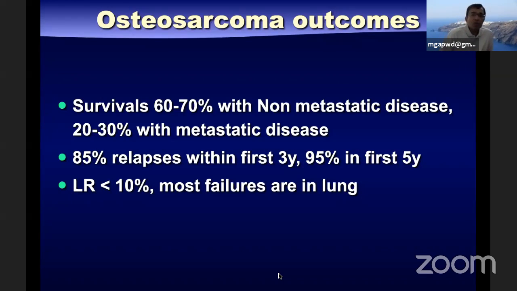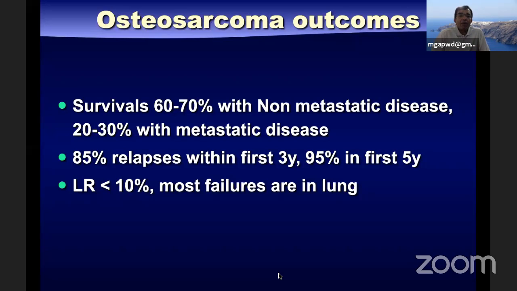So what are the outcomes with osteosarcoma? Osteosarcoma outcomes have been pretty good. Survivals are about 60 to 70% today with non-metastatic disease, between 20 and 30% with metastatic disease. Even if a relapse occurs, you can still remove the metastatic disease and still expect that the patient can survive. Most of the relapses come within the first 3 years, and actually 95% of relapse disease will happen in the first 5 years. So most patients who survive 5 years are going to end up being long-term survivors.